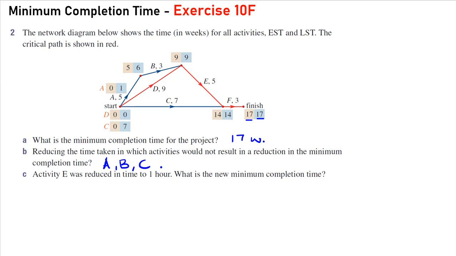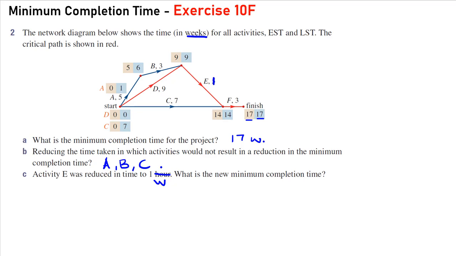The last question, activity E was reduced in time to 1 hour. So activity E was reduced to 1 hour. Now, I'm going to assume that's an error because the question is talking about weeks. So let's just see if we change that to 1 week. Activity E goes to 1 week. What is the new minimum completion time?